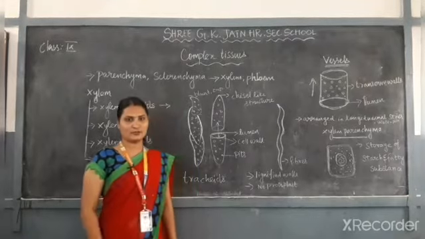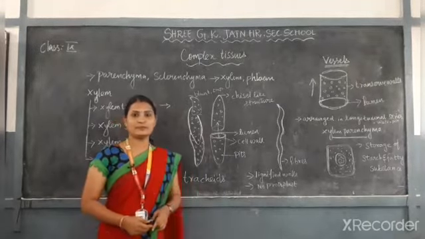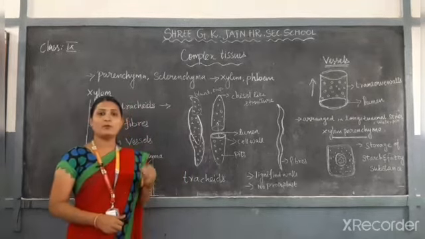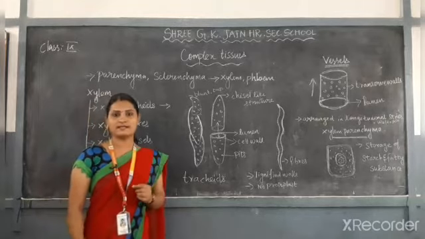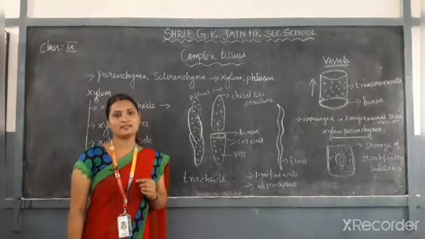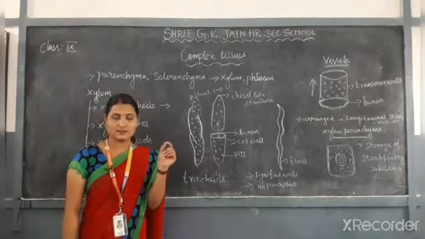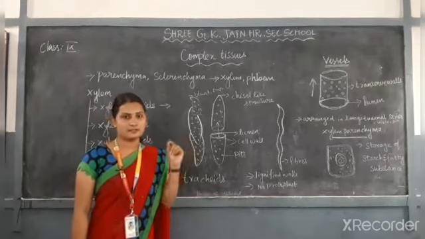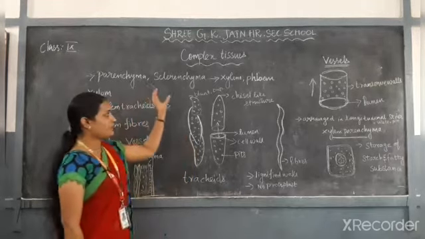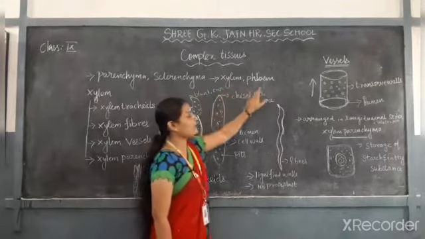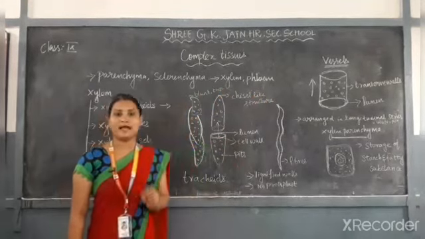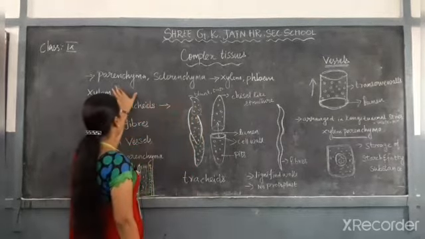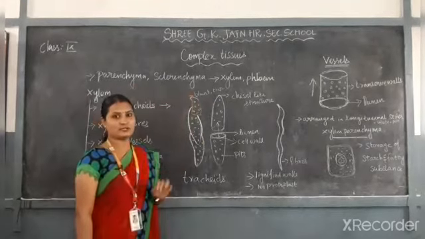Now I am going to teach you about complex tissues from class 9. If a tissue contains more than one type of cells, then it is called a complex tissue. For example, xylem and phloem are the complex tissues in plants. Xylem and phloem are made up of parenchyma and sclerenchyma tissues.